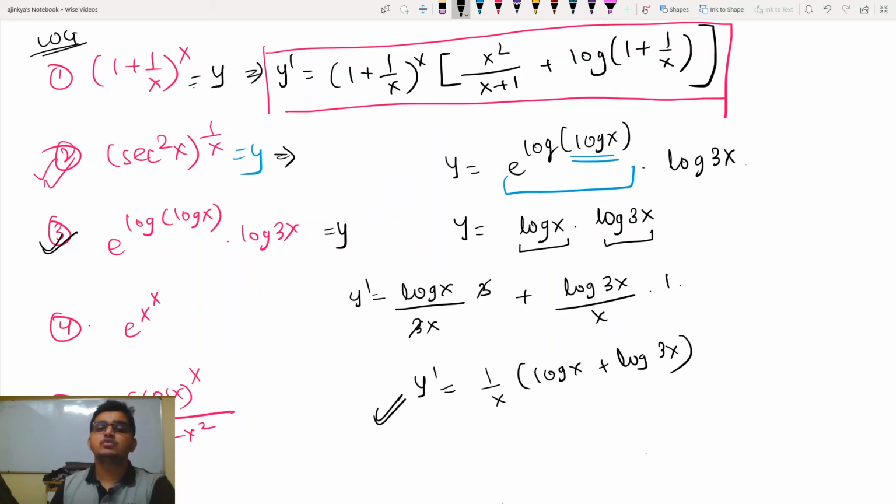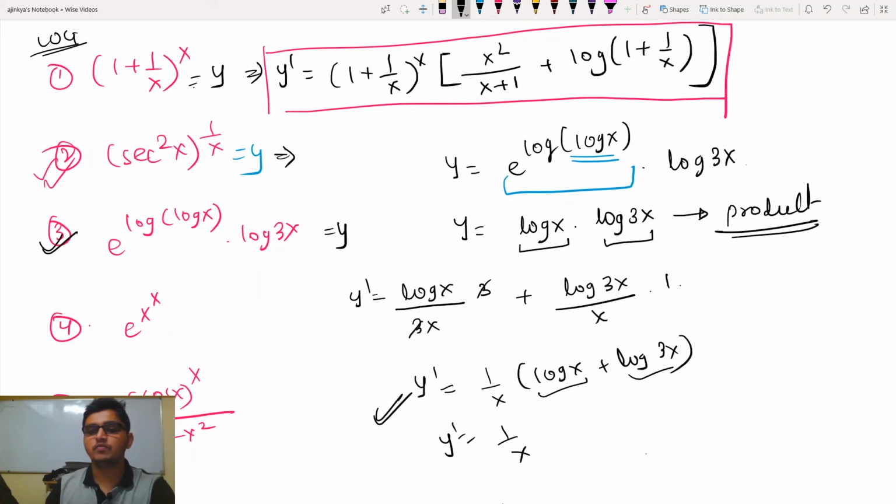So even this question was from a standpoint of taking log, you can see that we can solve this example just by using the product rule. The answer is going to be the same, and we can also simplify this answer further: y dash equals 1 upon x, and we know that log of a plus log of b can be stated as log of a times b. So it is going to be log of x times 3x, which is 3x squared. So this is your final answer.